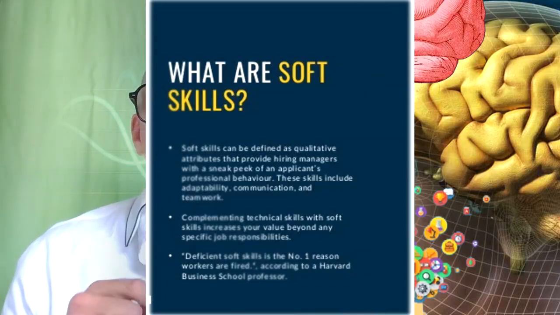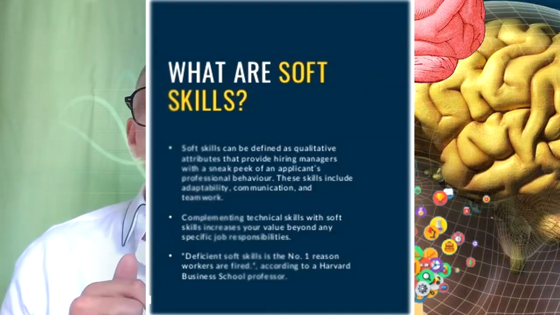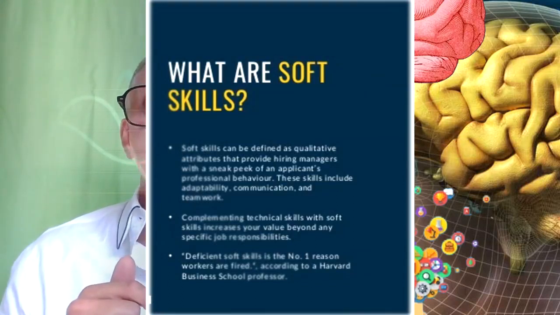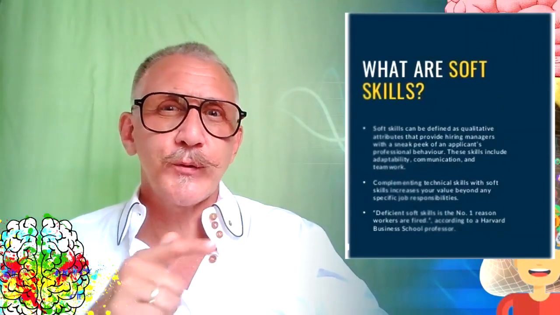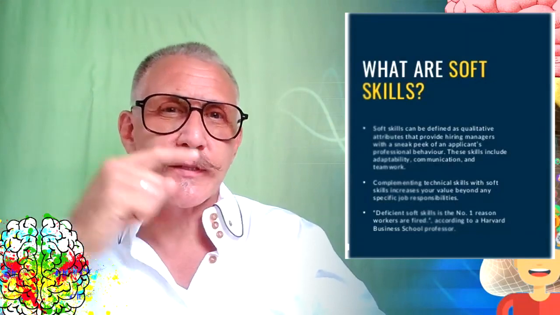And a deficit, meaning a low area of soft skills, is the number one reason workers lose their jobs. So they don't lose their jobs for not having the hard skills, they actually lose jobs for not having their soft skills. 94%, that's all this area in the yellow, of recruiters, people that hire you, believe that an employee with a stronger soft skill set has a better chance of getting the job and getting promoted within that job.